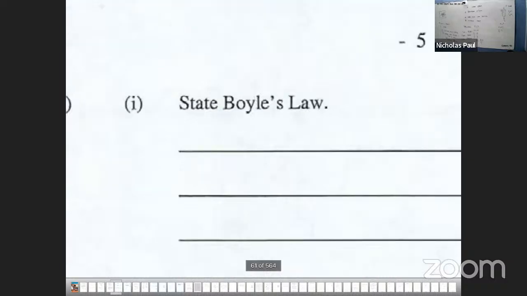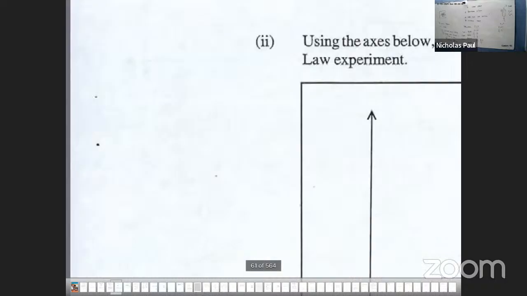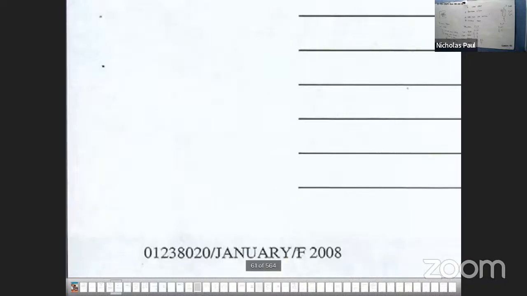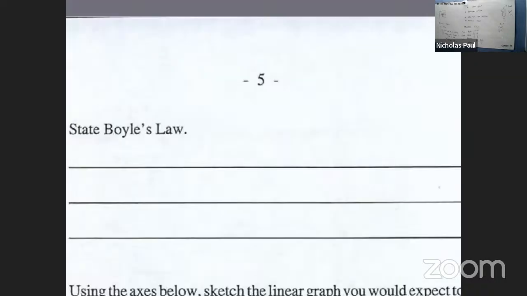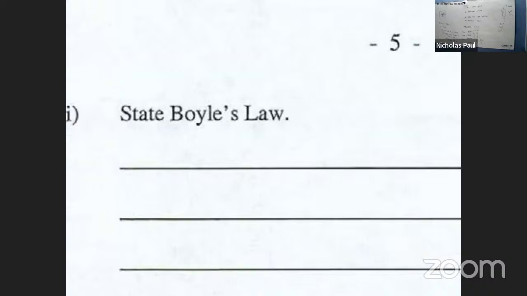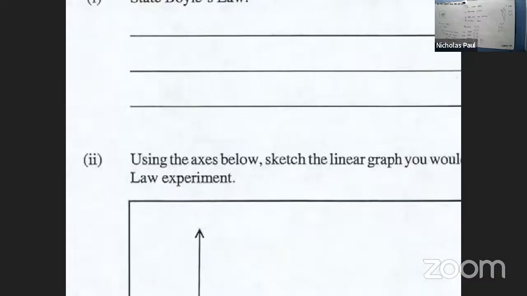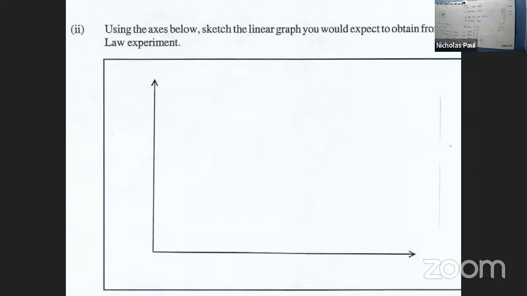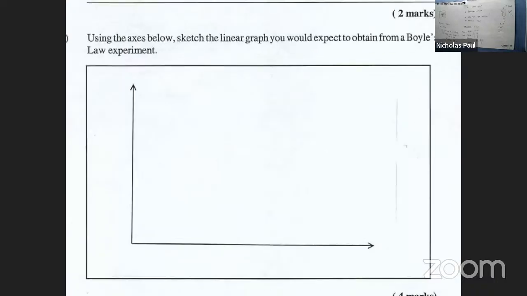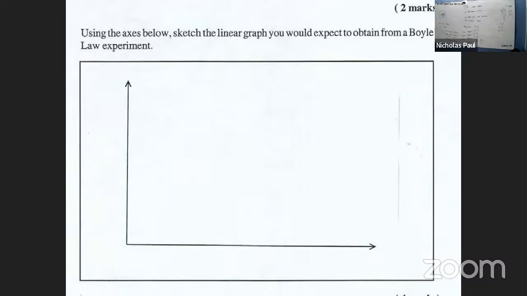State Boyle's law, just write the formula fast. What year is it? Jan 2009. Just write the formula and tell them temperature constant.